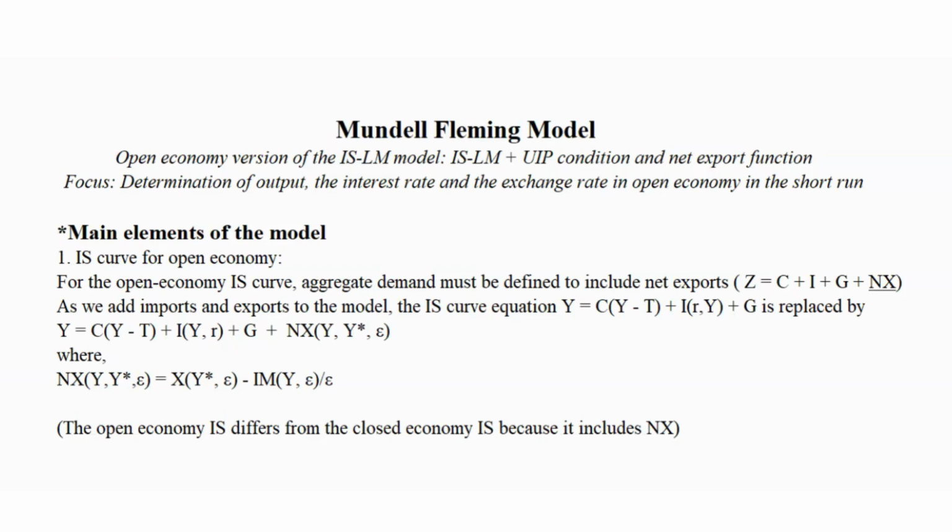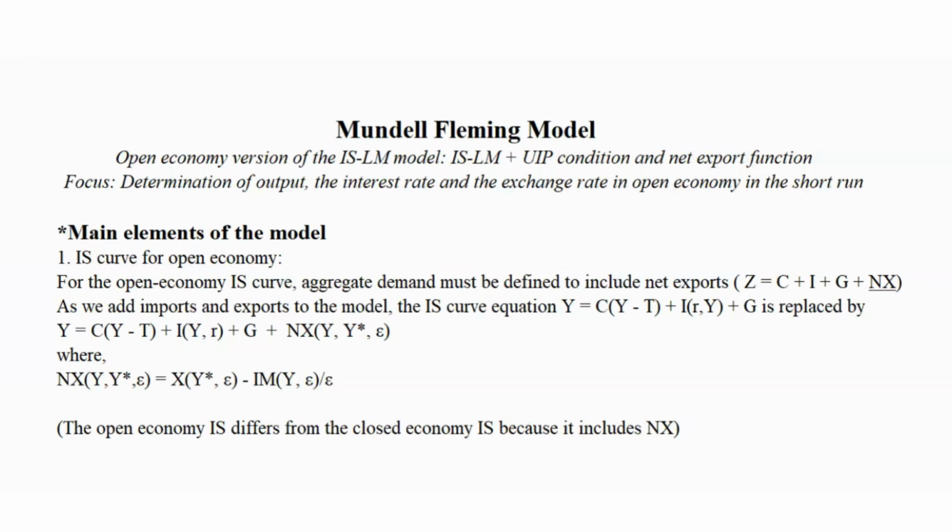open economy. Now, when we're looking at the IS curve in open economy, we'll define our aggregate demand to also include net exports. Initially, when we were looking at a closed economy, our aggregate demand, which is demand for domestically produced goods and services, was Z is equal to C plus I plus G. But now this will also include net exports.